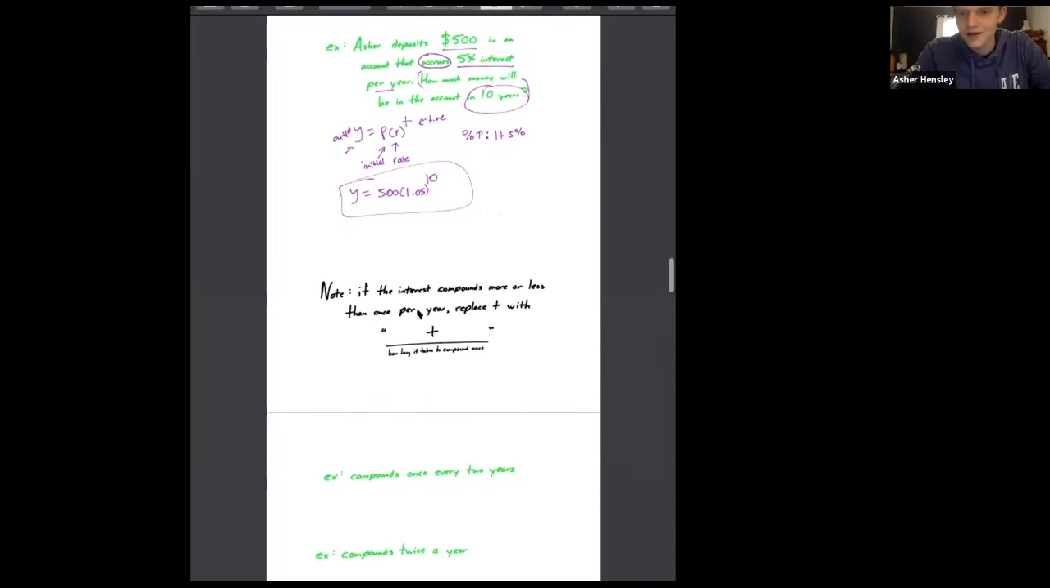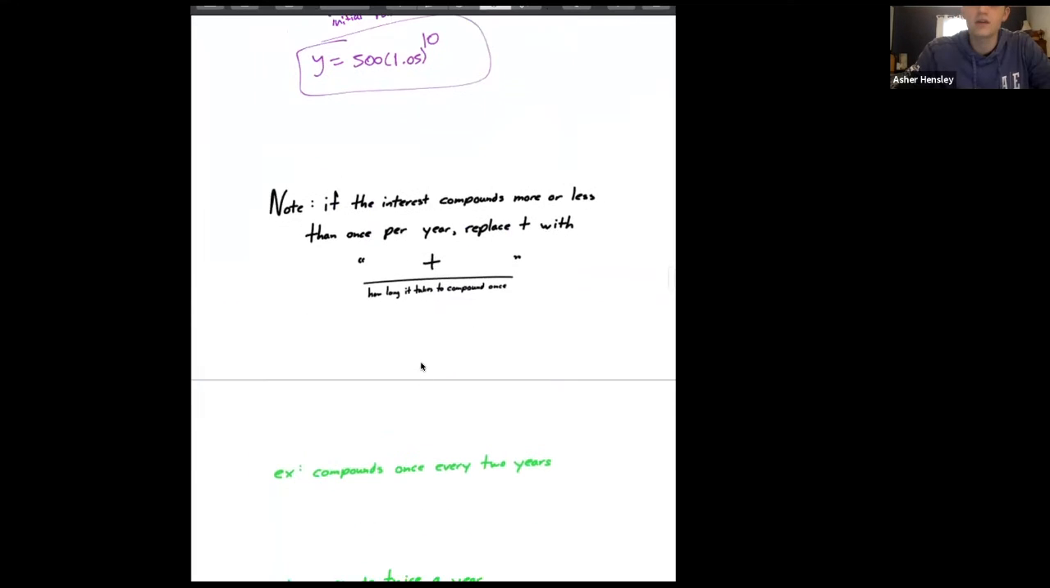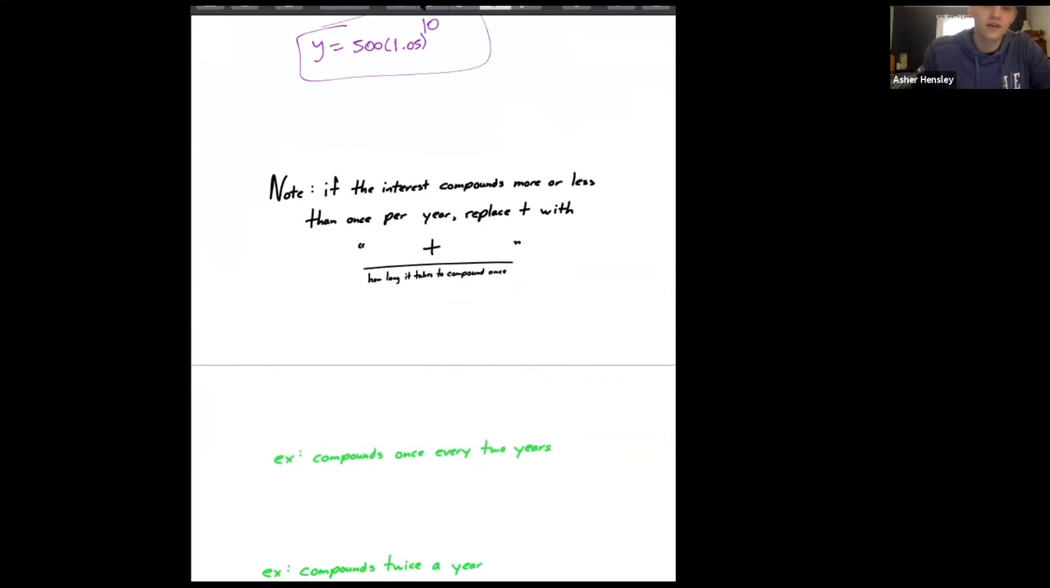Sweet. And now, quick note, if the interest compounds more or less than once per year, this is really important. If your frequency changes a different amount than your variable t, then make sure you change that. So if it's different than once per year or once per month or whatever your t is, then replace it with t divided by how long it takes to compound once. So let's think about that.